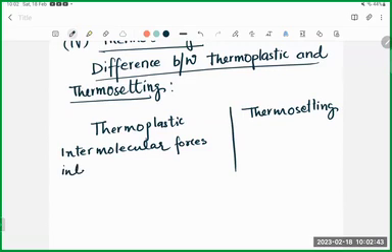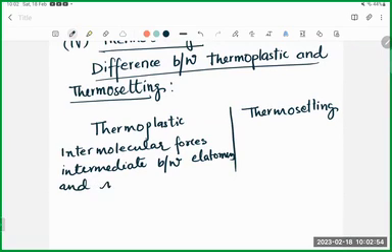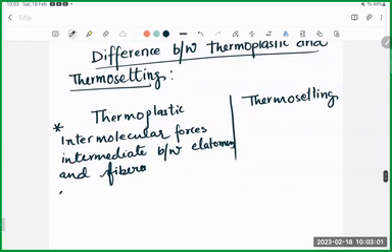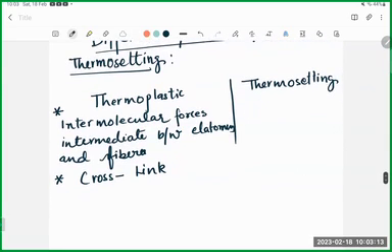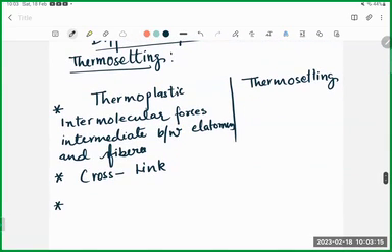will be intermediate between elastomers and fibers. Okay? Is this clear? How are they made up of? Tell me. By cross link. Clear? It is clear? Okay, so you can make your sentence.